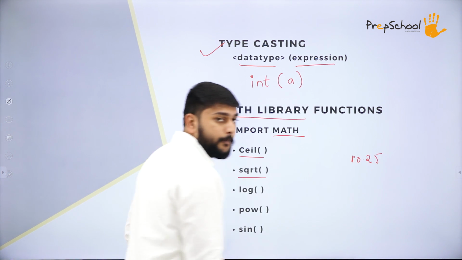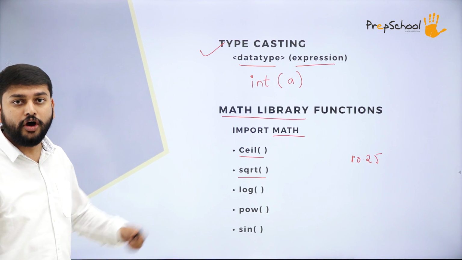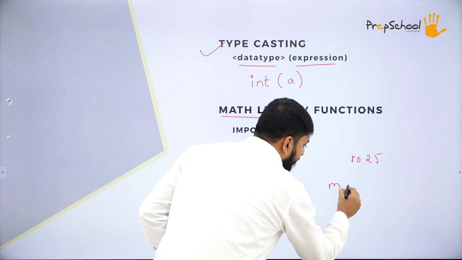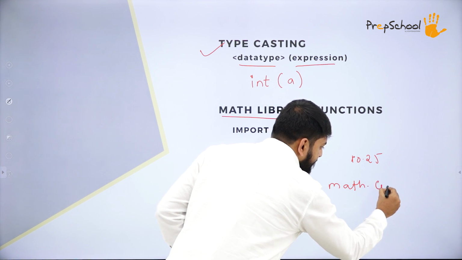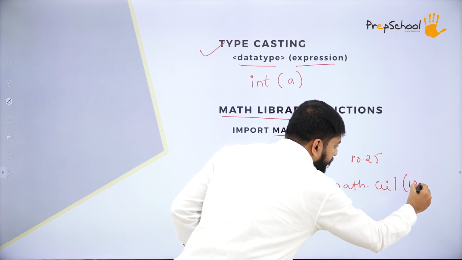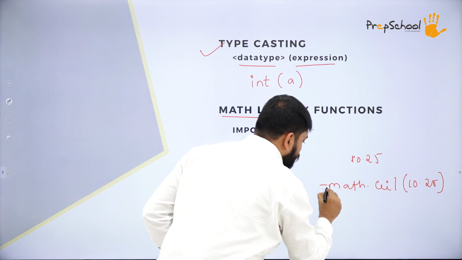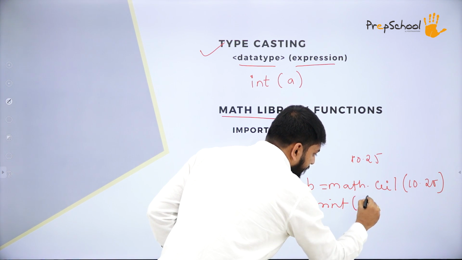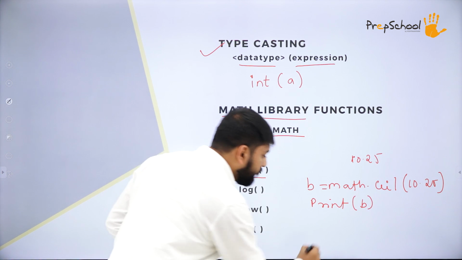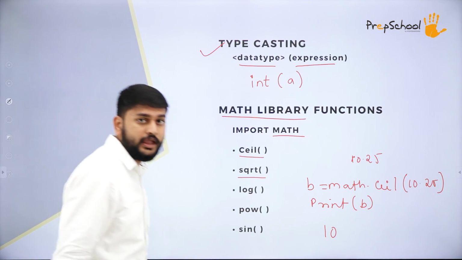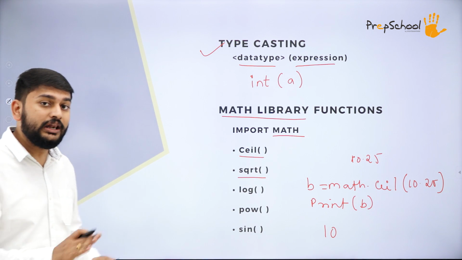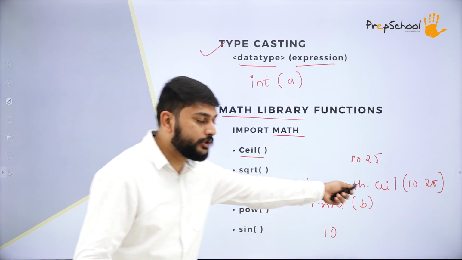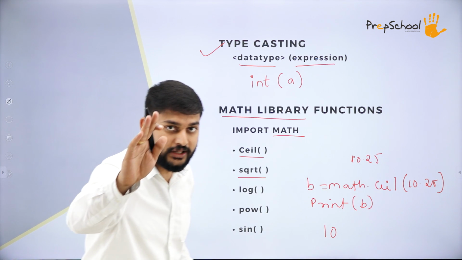10.25. If I perform the ceil operation on this, for example, let's take math.ceil(10.25) and I will store it in a variable called b. If I print b, what will be my value? My value will be 10. So what will happen? It will round down my value. That is possible with the help of ceil.